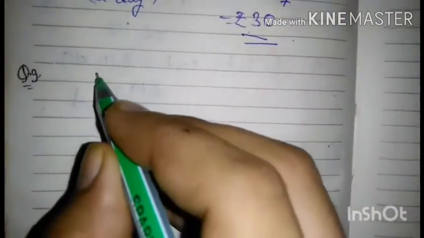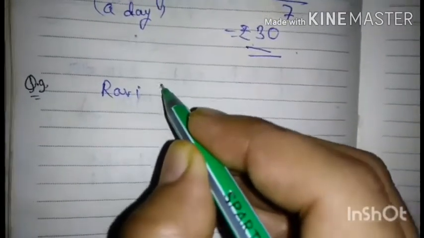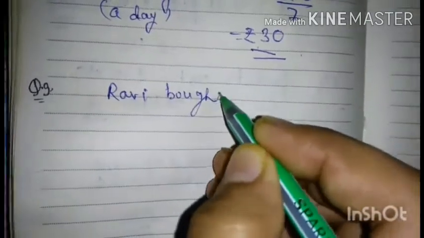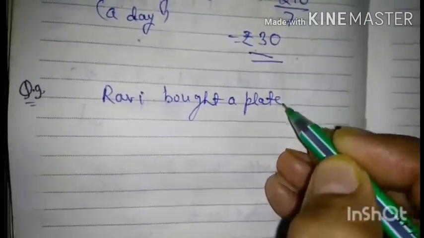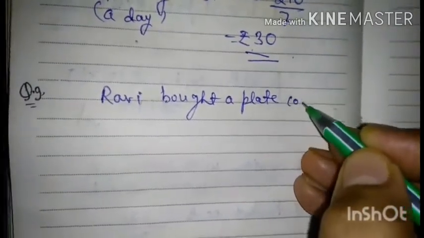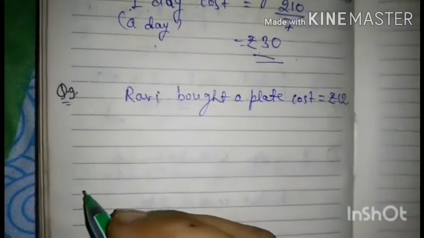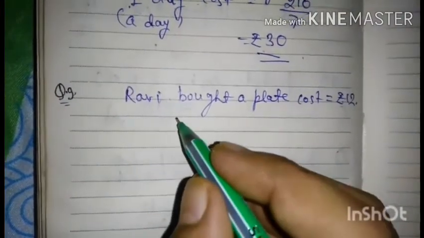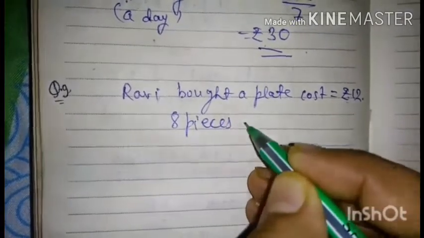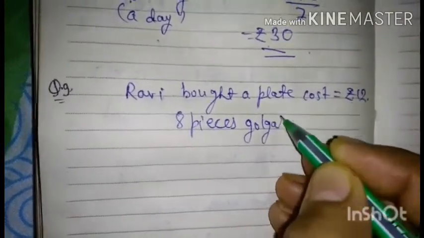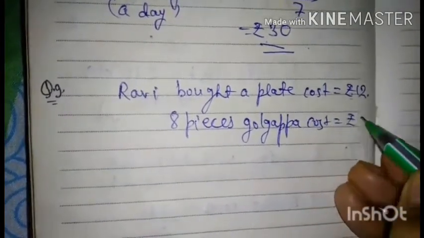Okay. 9. Ravi bought a plate of Golgappa costing rupees 12. It contained 8 pieces. So 8 pieces of Golgappa cost rupees 12.